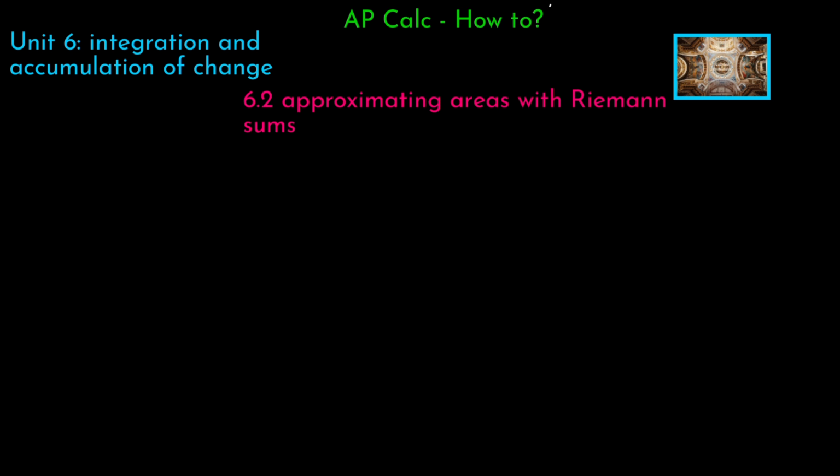Let's go. This tool ultimately helps us to estimate a total value even when we don't know the exact antiderivative. So by the end, you'll know how to do left, right, and midpoint Riemann sums and how to tell if your estimate is too high or too low.